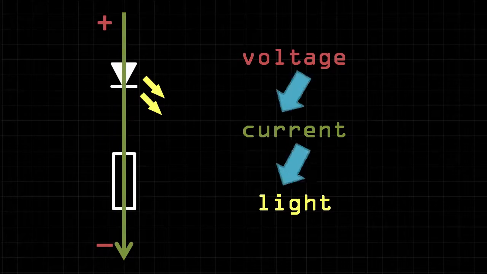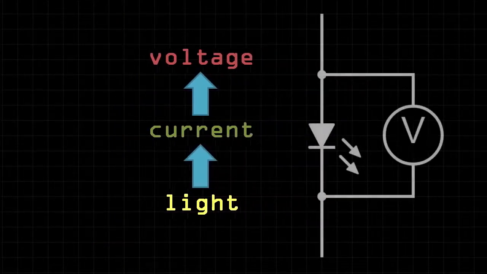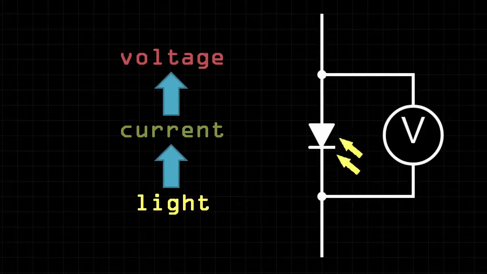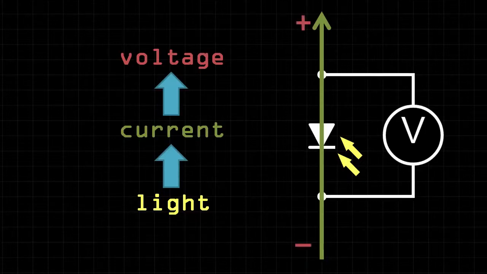The question is, can we reverse this? And the answer is yes. If we instead shine light onto an LED, a current will pass through the LED, though now in the opposite direction as before. If we place a voltmeter across the LED, we'll find that we can measure a potential difference across it. What this means is that we can use an LED to detect light.